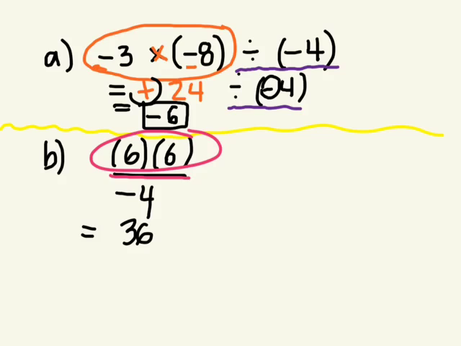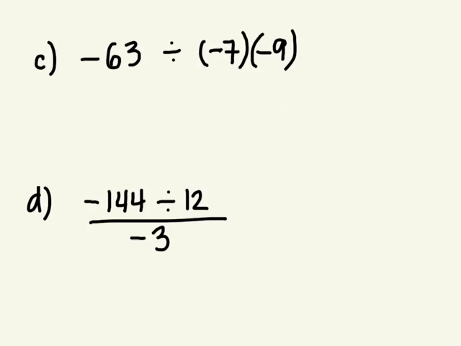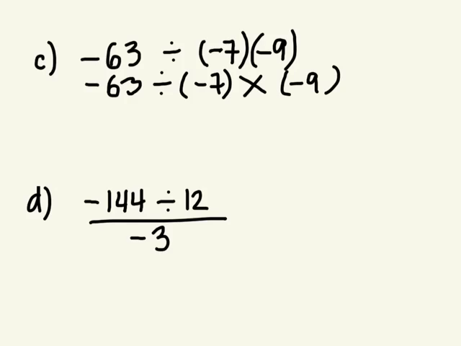Good, and they're both positives, divided by a negative 4, or you can rewrite this as 36 divided by a negative 4. Doesn't make a difference. And we have a positive divided by a negative. Negative. Good. And 36 divided by 4 is 9. Good. If I rewrite this like this, negative 63 divided by negative 7, and this means times negative 9. Well, because the first operation is division, we can do this part first. Negative 63 divided by negative 7.